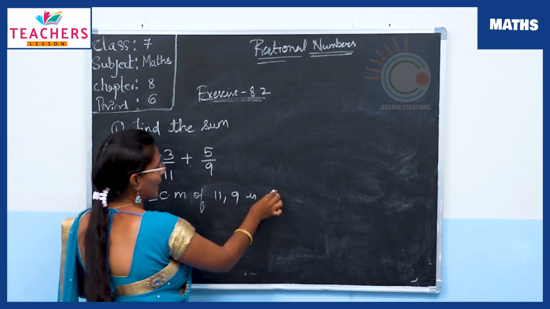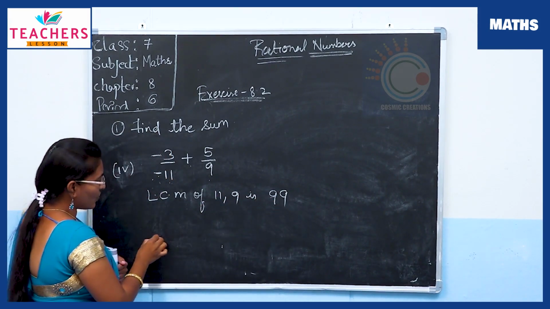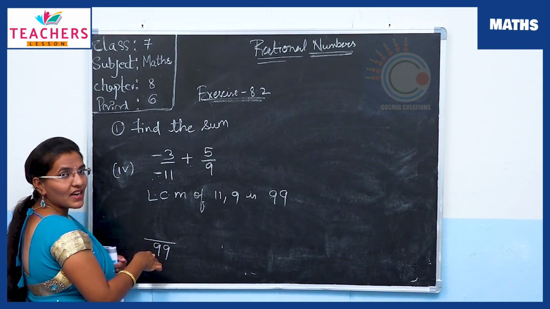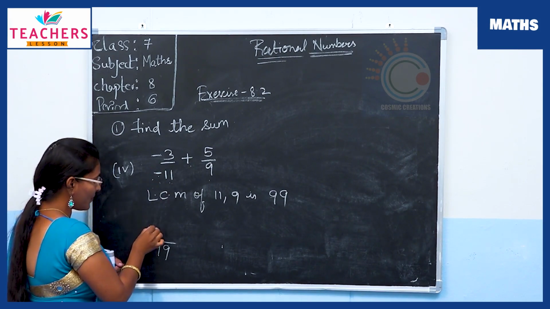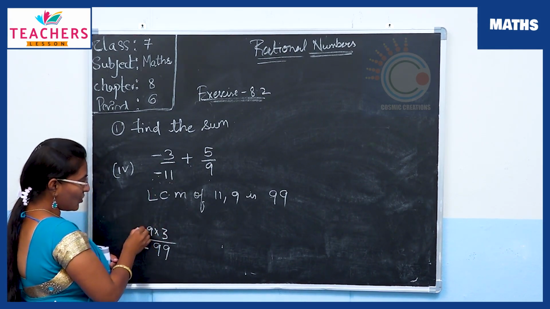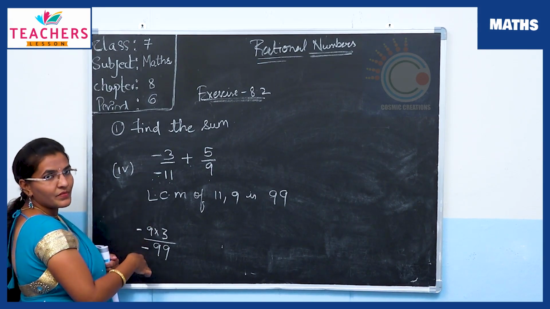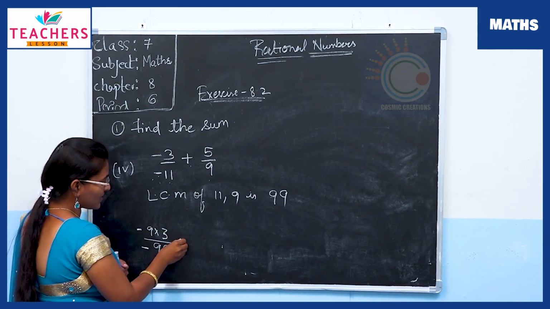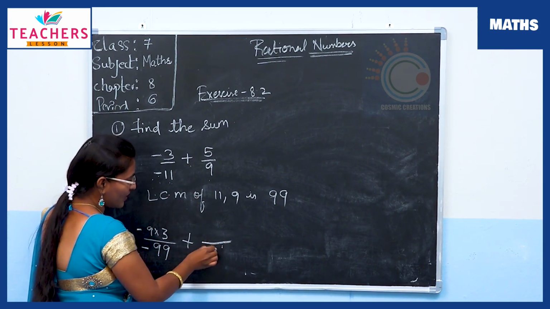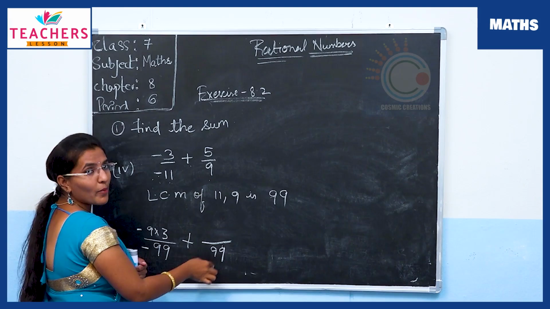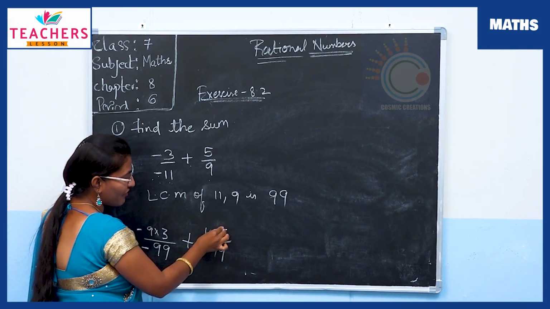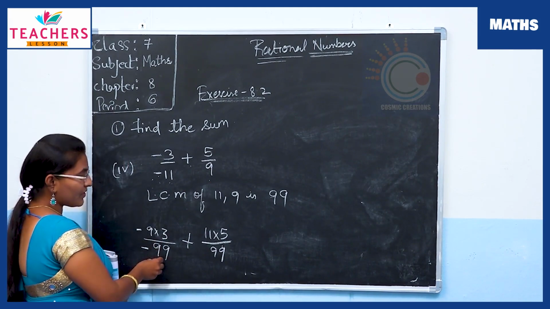11 9s are 99, right? So, yes, 99 is the denominator. 11 is how many times 99? 11 9s are. So, 9 into what we have in the numerator? 3. And you keep the symbol as it is, right? Next, what is the operation you have? Plus. Again, the denominator is 99. 9 into how many times 99? 9 11s are. So, 11 into the numerator, what you have? 5. So, now you got this, right?